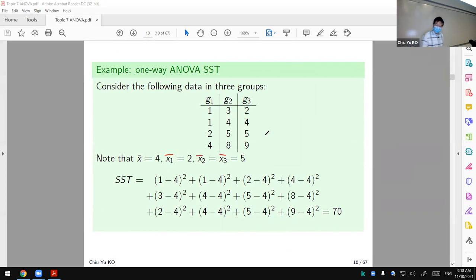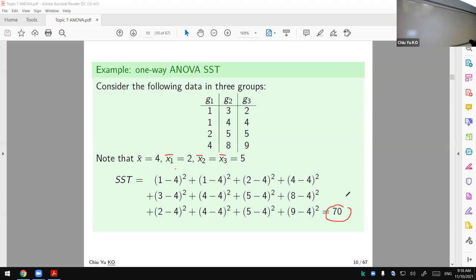Sorry. So we have the data here, 1, 1, 2, 4, and all the data, right? And you can calculate the overall mean of group 1, group 2, and group 3. We have to do it in the previous slide, okay? Then what we're going to do is calculate SST. SST says each observation, 1 minus 4, 1 minus 4, 2 minus 4, 4 minus 4, 3 minus 4, 4 minus 4. So everything minus 4 and take a square, gives you 70, okay? Is that clear how you calculate SST?